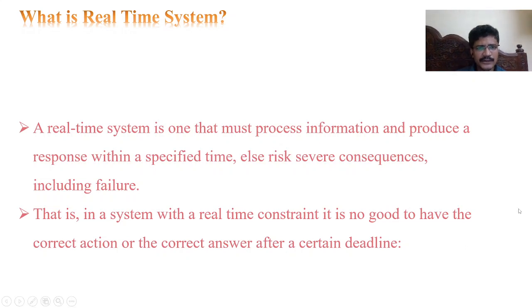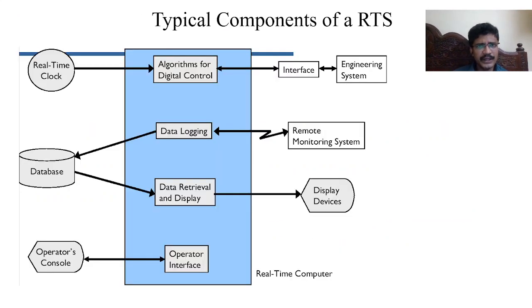So again, if it is going to be within a deadline, within a specified time, else it's going to be a doomed failure, then those systems can be summarized under the word real-time systems. So in a system with real-time constraint, it is of no good to have the correct action or the correct answer after a certain deadline. It should be completed within the deadline.